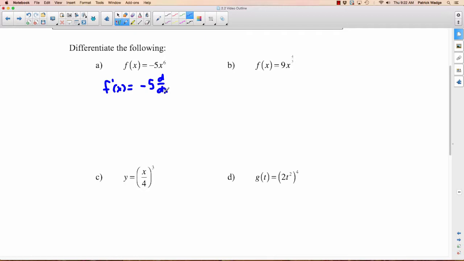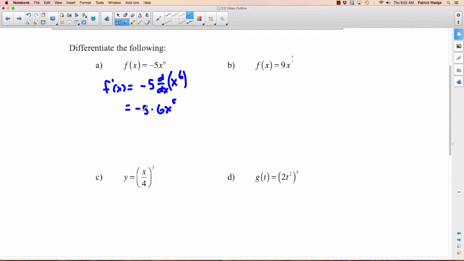So I'll put d dx to show I'm taking the derivative of x to the 6. Okay, so let's just keep the -5 out there. How are we going to get the derivative of this? Hey, we can use the power rule. How do we do that? We bring the 6 down, keep the x, and 6 drops down to a 5.